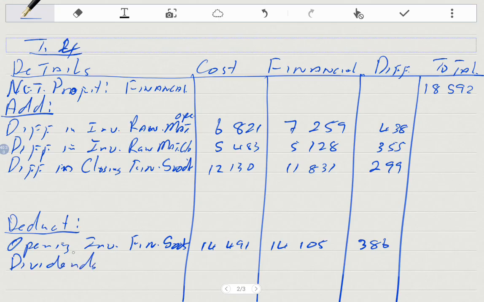So you've got those dividends and interest. We have not recorded anything in your cost accounts, and on the financials they have recorded 552. Therefore the difference is 552. That's what we're going to deduct from that 18,000 because this figure was already added there.